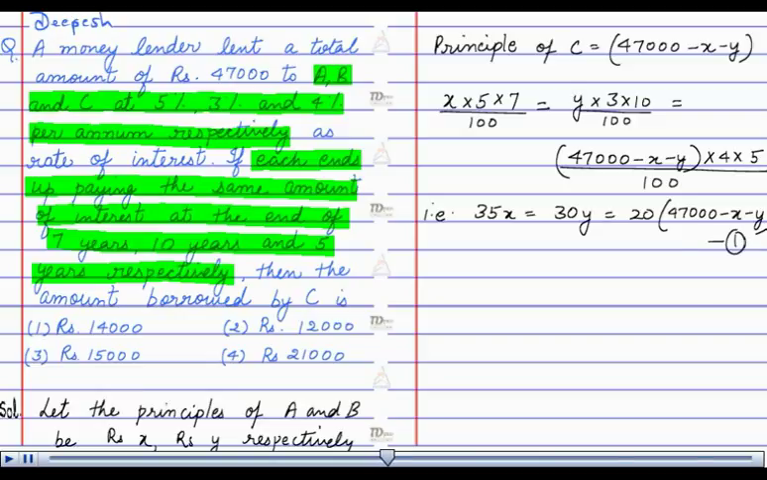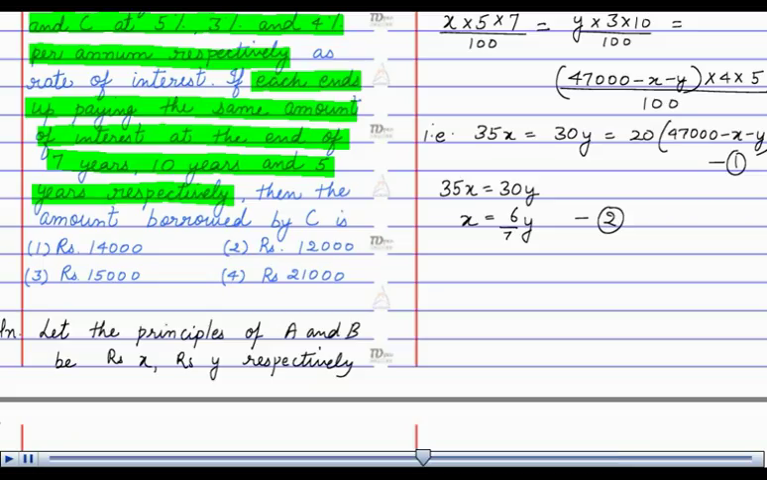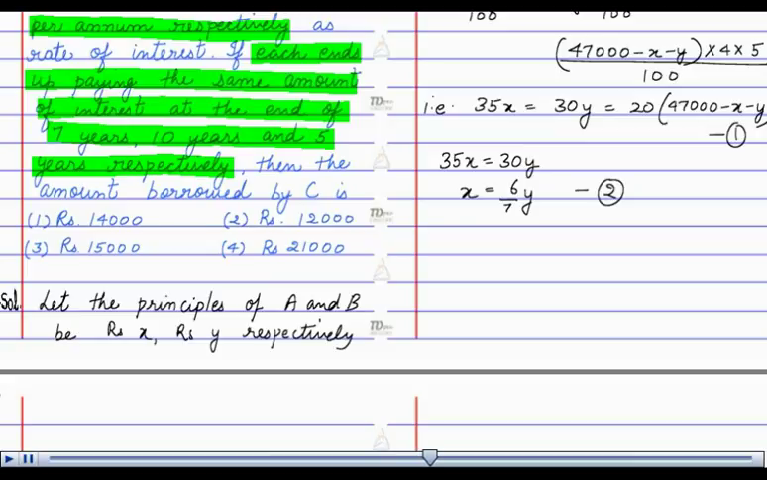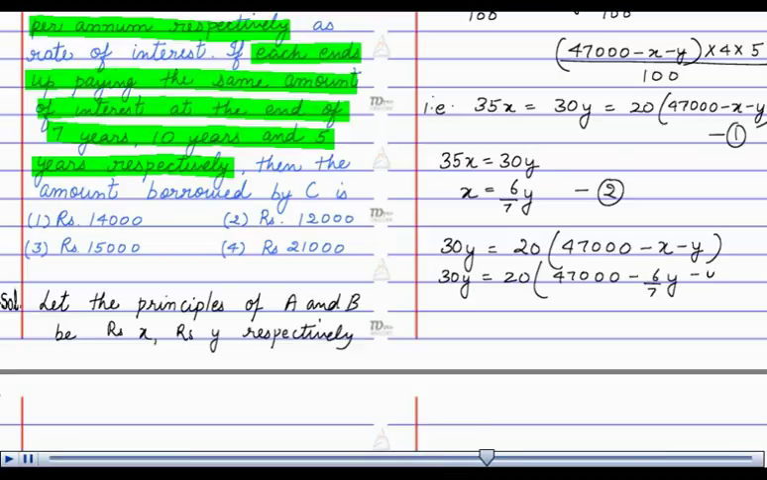From equation number 1 we have 35X equal to 30Y. That is X equal to 6 by 7 of Y. Let us name this equation as equation number 2. Also from equation number 1 we have 30Y equal to 20 times 47,000 minus X minus Y. Now if we use the value of X from equation number 2, we have 30Y equal to 20 times 47,000 minus 6 by 7 Y minus Y.